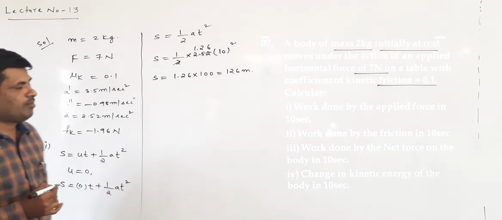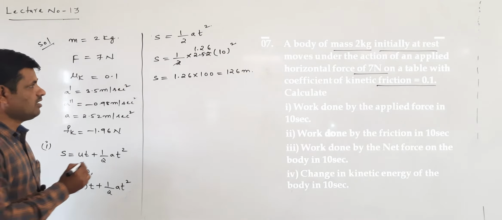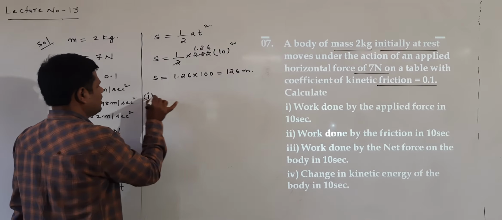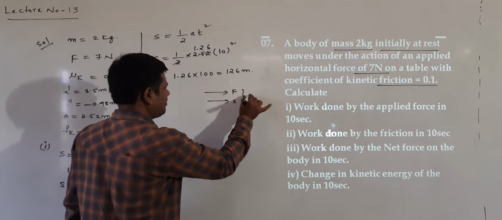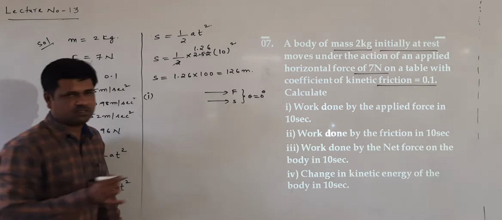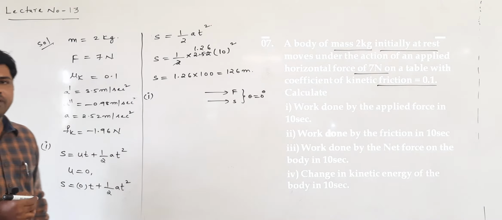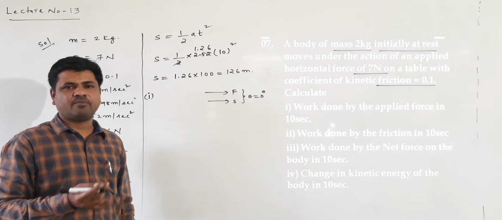Now work done by the applied force in 10 seconds. Work done by the applied force is equal to, here the applied force is in this direction, the displacement is also in the same direction, the angle between these two is 0 degrees. Because the displacement always takes place in the direction of the applied force.